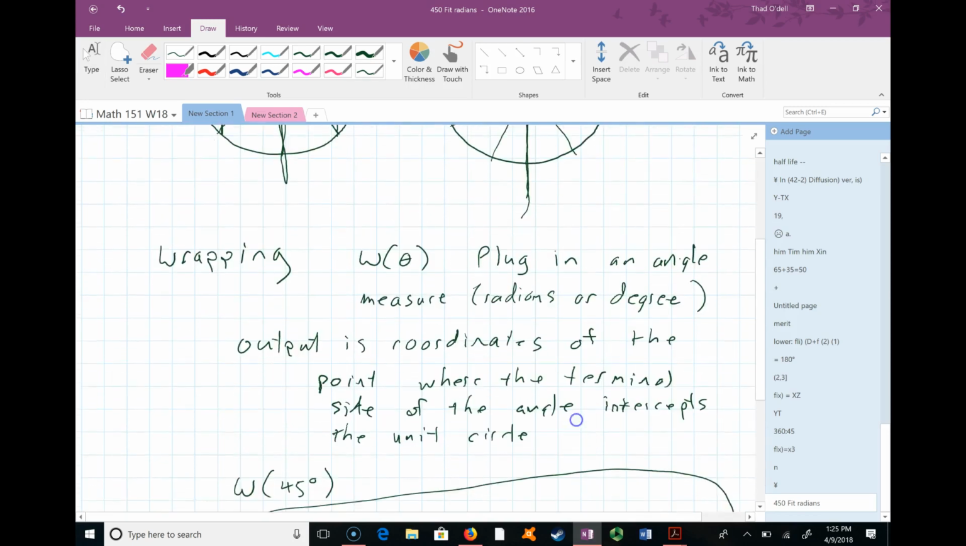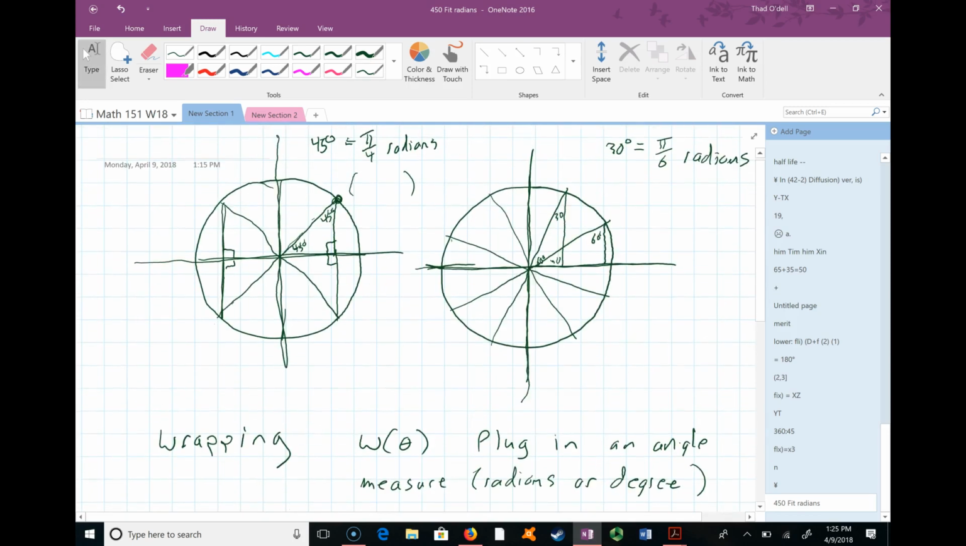Because, as I said, when you come back up to these circles, these 45, 45, 90 triangles are in this one, and this one's populated by 30, 60, 90 triangles. And why do we care about that? Because remember, the wrapping function wants to know what this coordinate is. And the x-coordinate happens to be the length of that triangle, and the y-coordinate happens to be the length of that side of the triangle. So the coordinate at this point would be 1 over rad 2, comma 1 over rad 2.